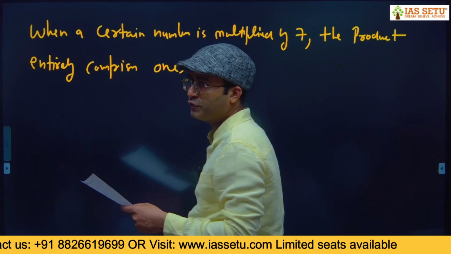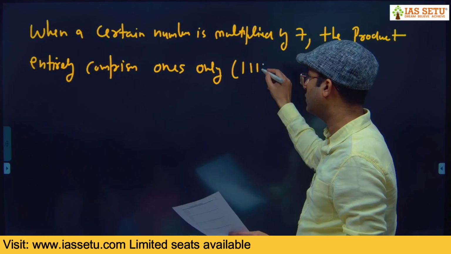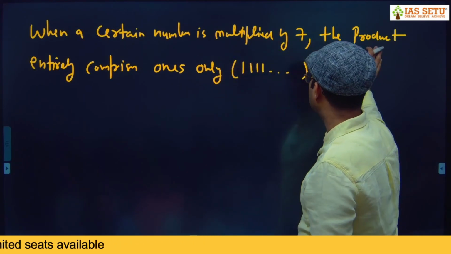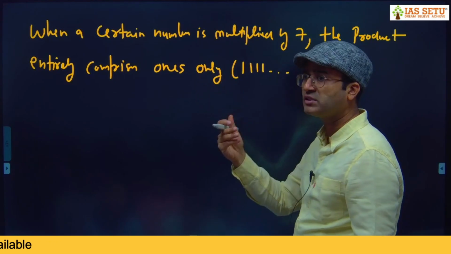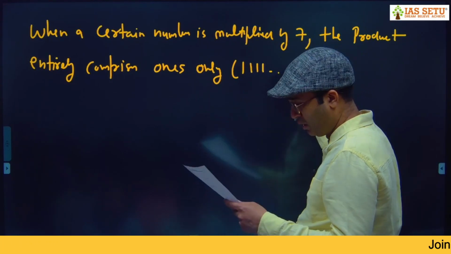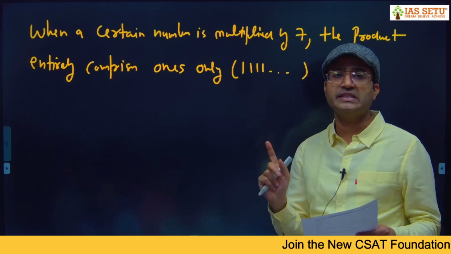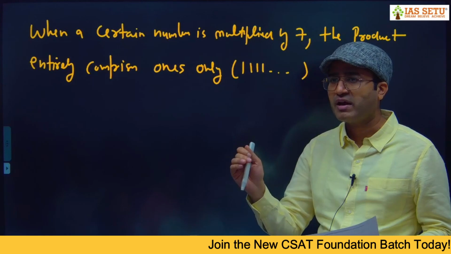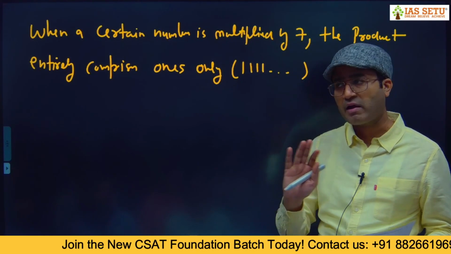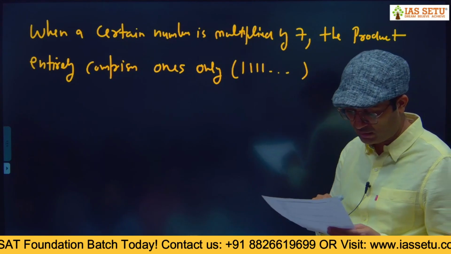To avoid confusion in the language, they try their best. In bracket, they have written 1, 1, 1, 1. Clearly, if a certain number is multiplied by 7, the product entirely comprises ones only. उसमें 1, 1, 1 ही आएगा. And they mention it in the bracket. That's why you can compare the questions asked in banking, other competitive exams and CSAT. Sometimes we have a confusion in the language of CSAT, but very rarely. Language wise they take care. उनको पता है यूपीएससी वाले एग्जाम देंगे, बाल की खाल निकाल लेते हैं.